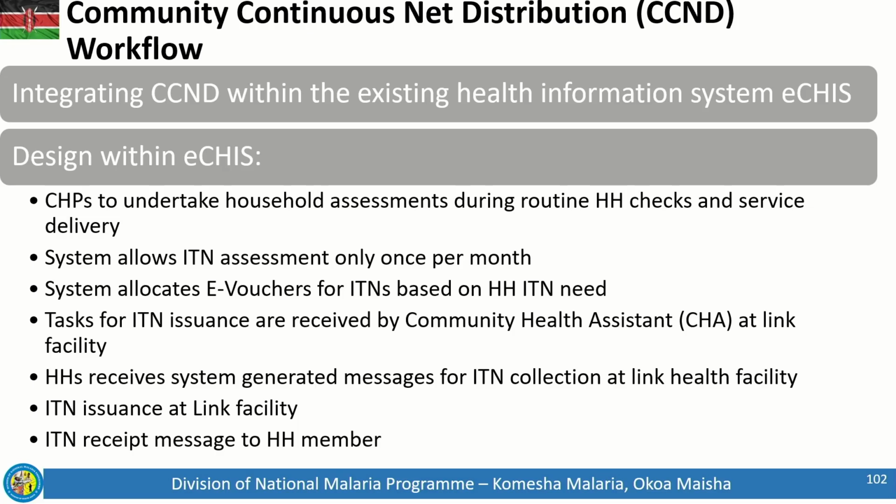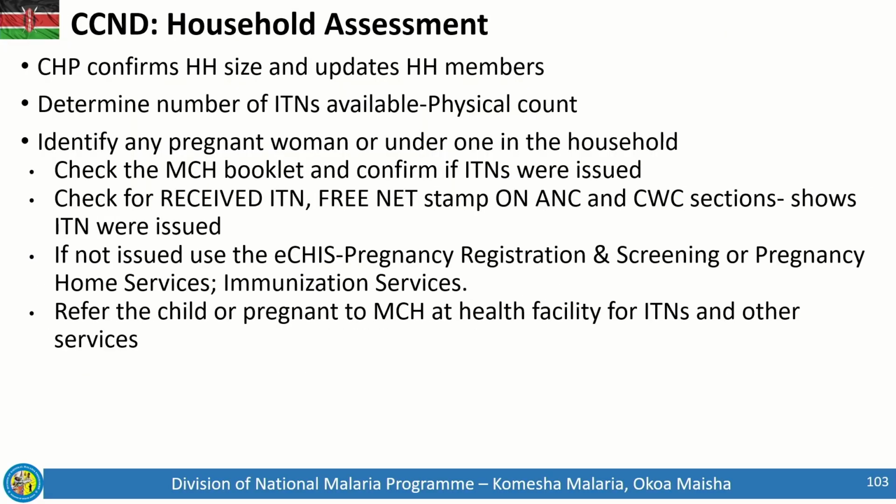So when we were inputting this into ICHIS, what were some of the workflows that existed? The CHPs should be able to do household assessment, update household demographics, as well as assess the ITN conditions within the households. And with that, when they key in data, they will be able to see the ITN tasks within the system at the health facility, and we could issue nets and link the facility to replenish.